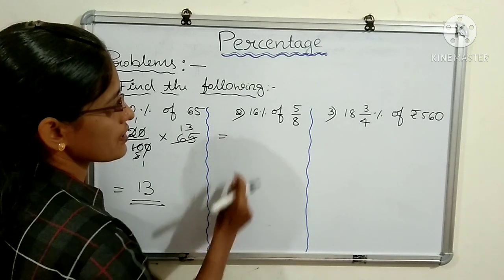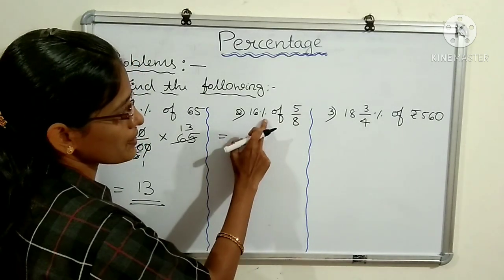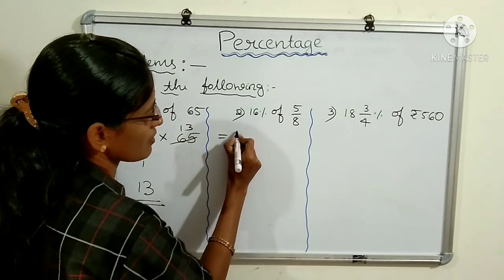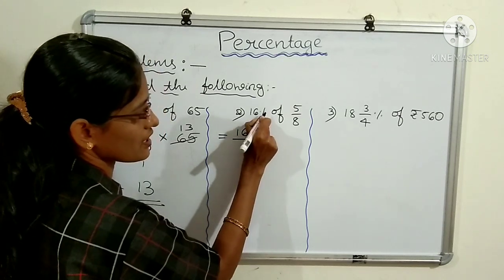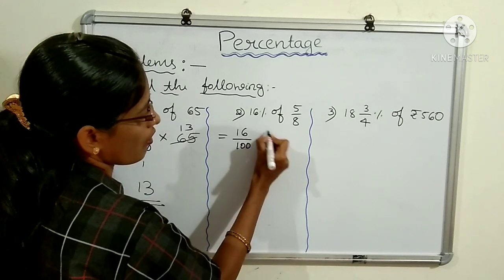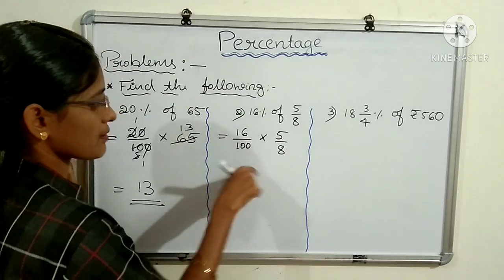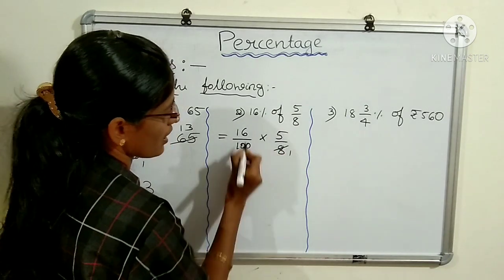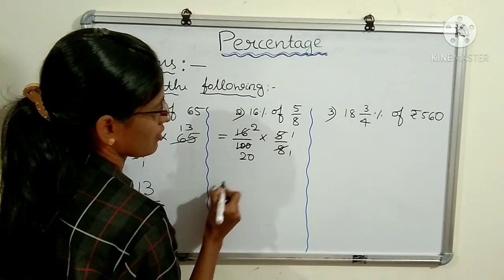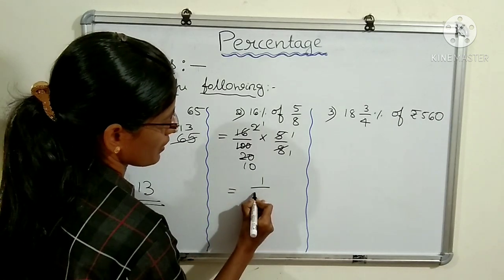And second one, 16% of 5 by 8. 16% of 5 by 8. The same method and same idea. 16 by, percentage symbol you have to remove and take 100 in denominator. Of means into 5 by 8. Here simplification. 8 ones are 8, 2 twos are, 5 ones are 5, 20s are. Here 2 ones are 2, 2 tens are. Answer 1 by 10.